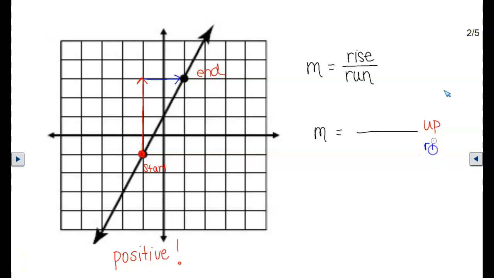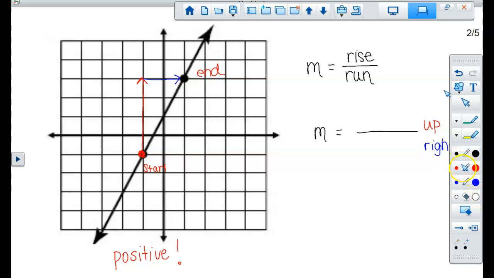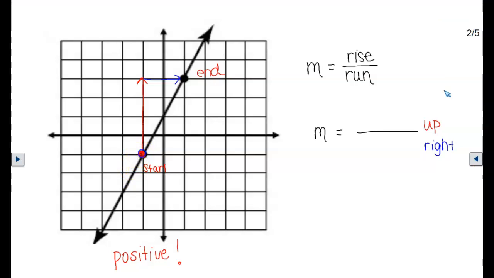So I'll draw that in blue. So I'm going up and to the right. Okay, so now let's get our numbers here. How much did I have to go up? Well, I had to go up 1, 2, 3, 4. So that was up 4. So I need to ask myself, if I went up 4, would that be a positive 4 or a negative 4? And the answer is because I went up, that would be a positive 4.